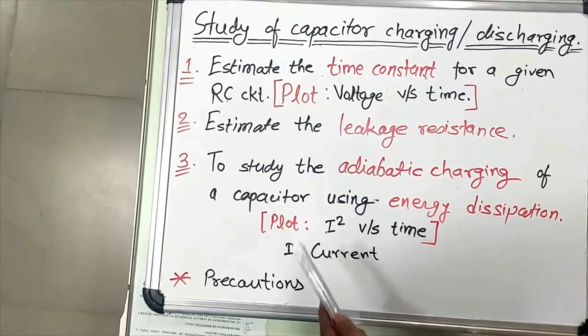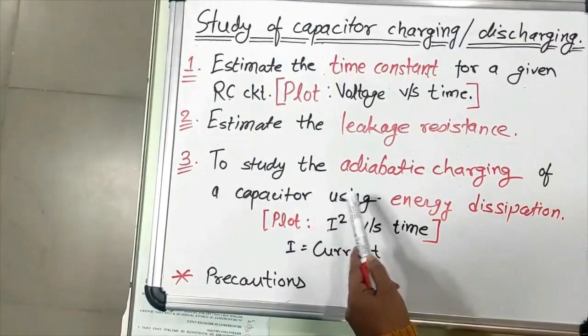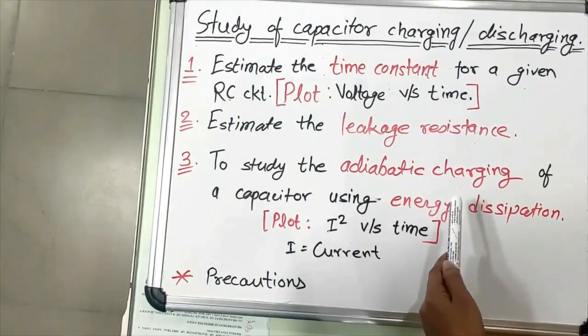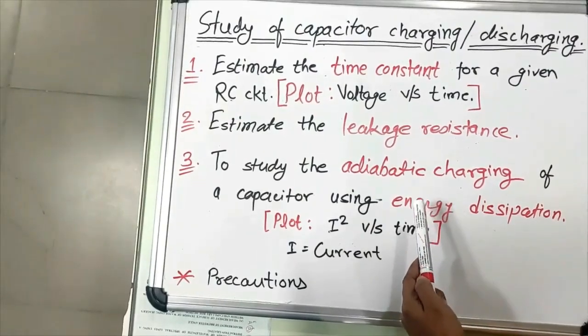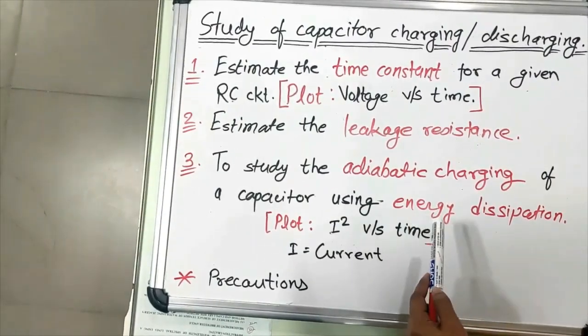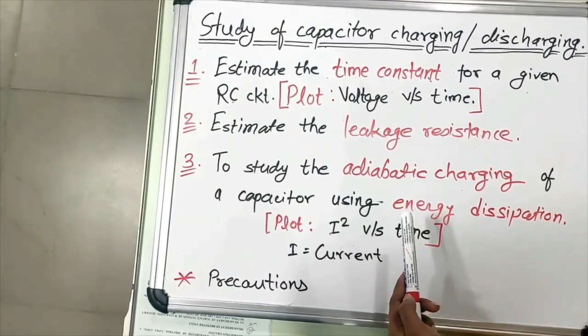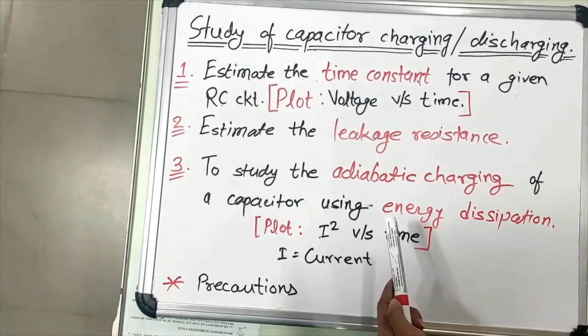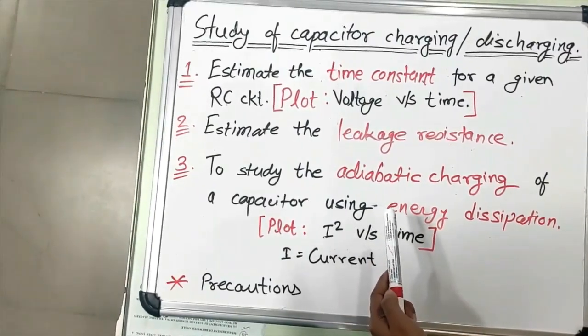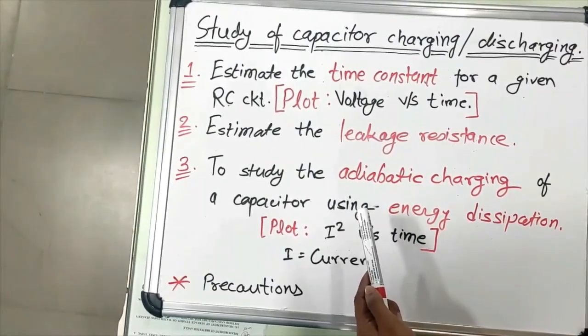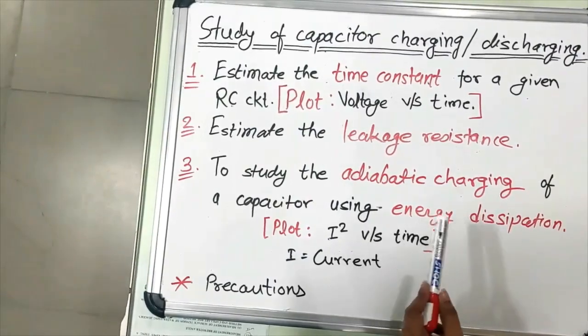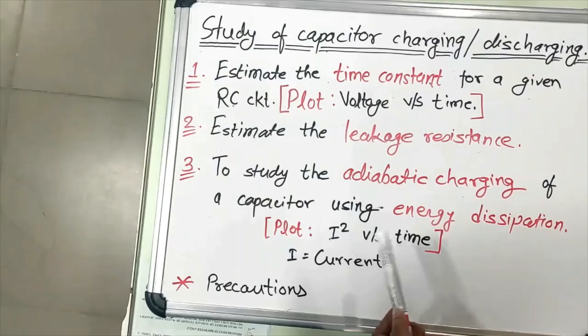And in the third part, we will study the adiabatic charging. As you all know, the energy dissipation in the capacitor is half CV square. Is there any way to reduce this dissipation? Yes. Instead of charging the capacitor to the maximum voltage in a single step, if we charge it in small steps, then it can be reduced.